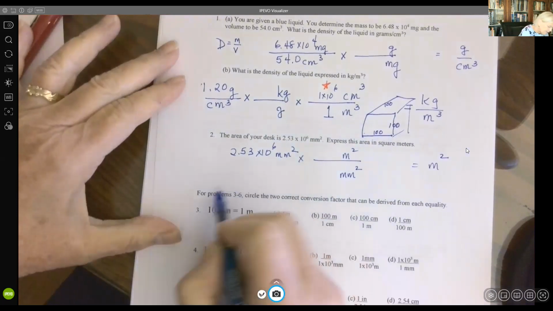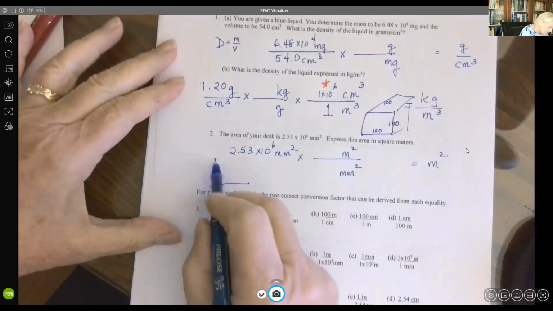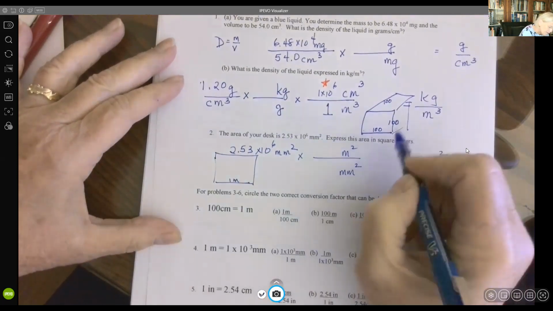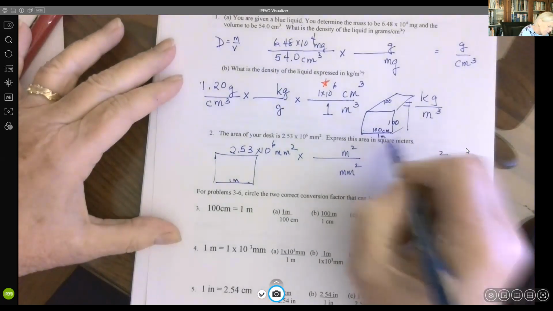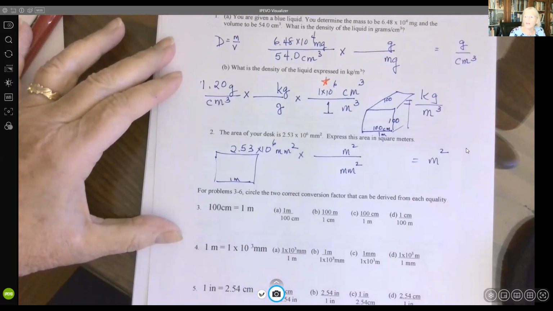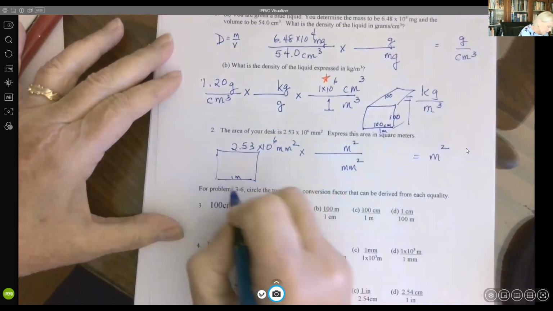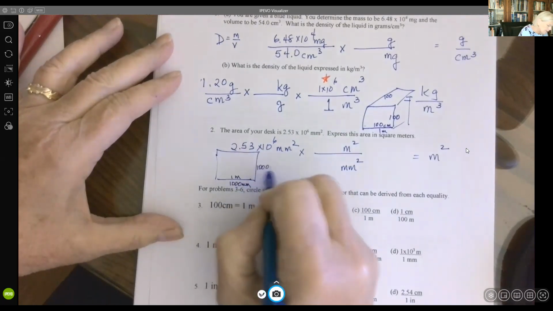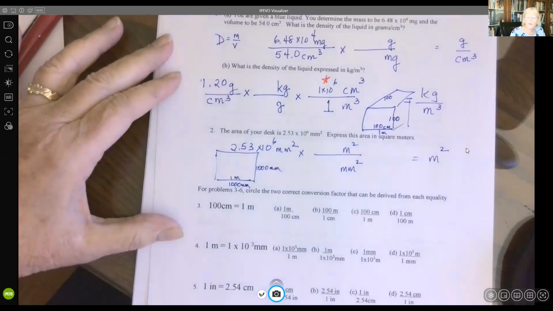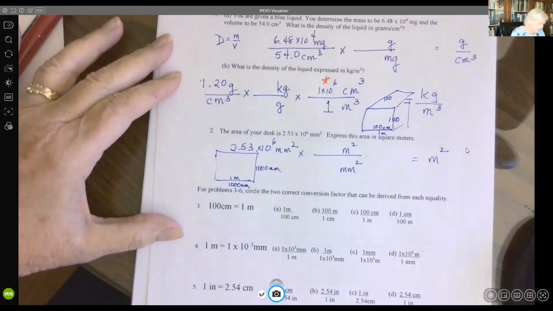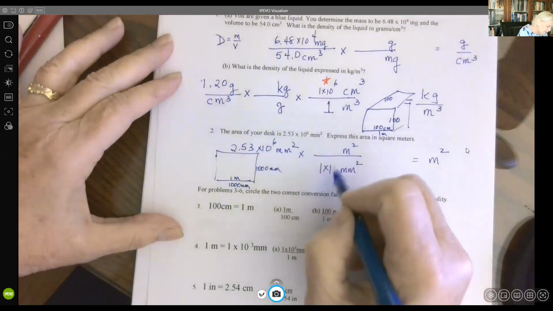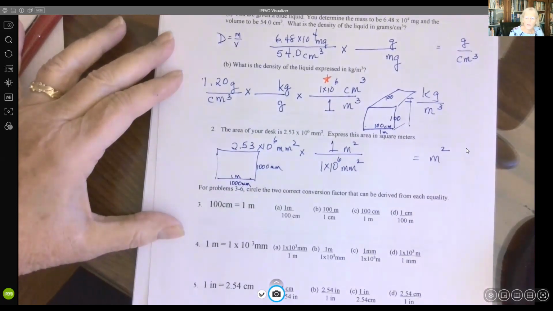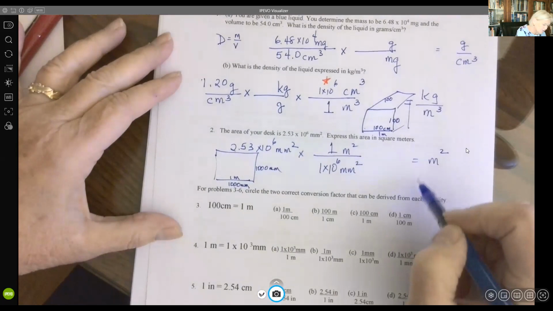Now I'm going to pretend like this is a meter, and here is a square meter. If this is 1 meter, how many millimeters are in that length? 1,000 millimeters. So that means there's 1,000 millimeters on this side too. So to square 1,000 would be 1 times 10 to the 6th millimeters squared are in 1 meter squared. You can finish that and give me the answer right here.